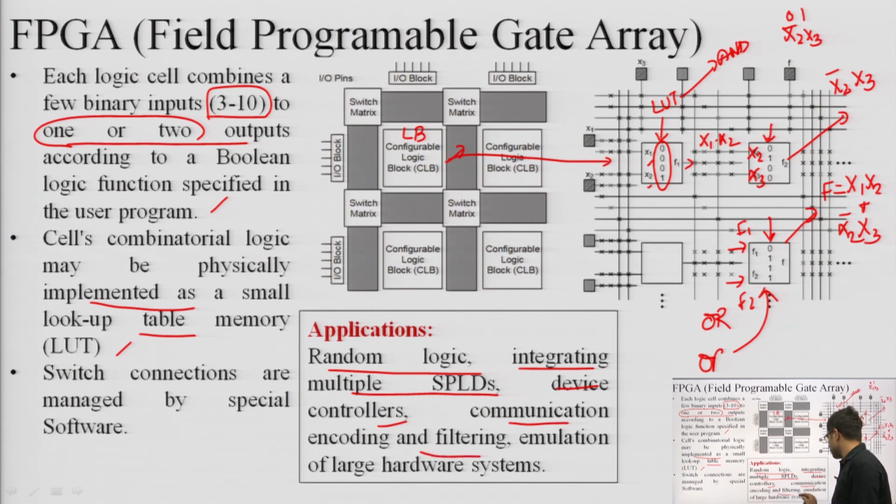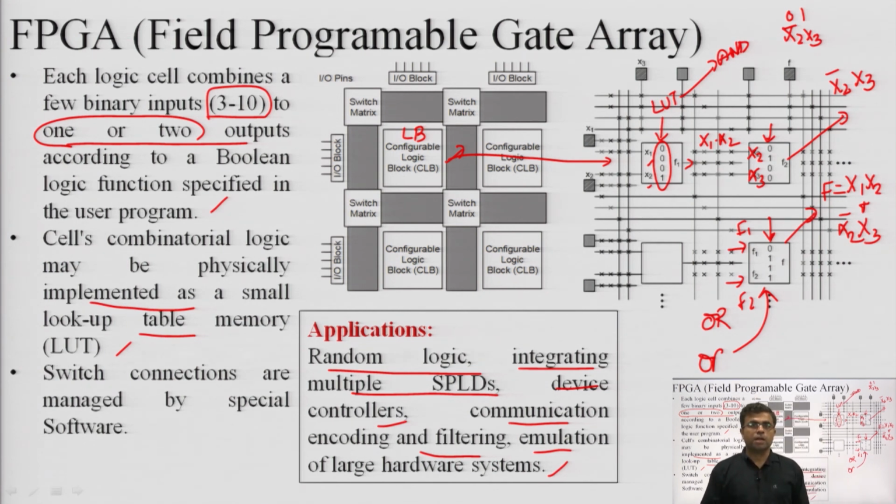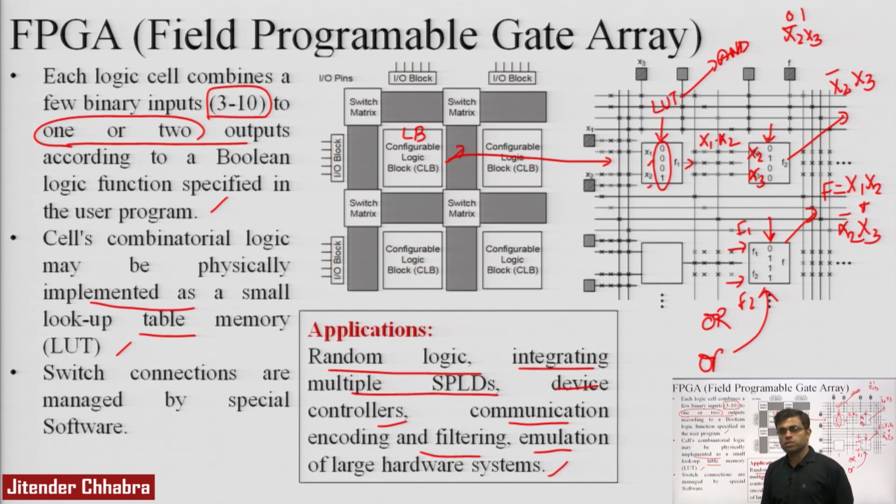Communication, encoding and filtering, and emulation of large hardware systems. Whenever it is not possible to actualize the hardware, we can emulate it using an FPGA. If the performance is satisfactory, then we can proceed towards the hardware realization of that system. Okay. So these are our programmable logic devices. With this, we come to the end of today's lecture. Thank you.